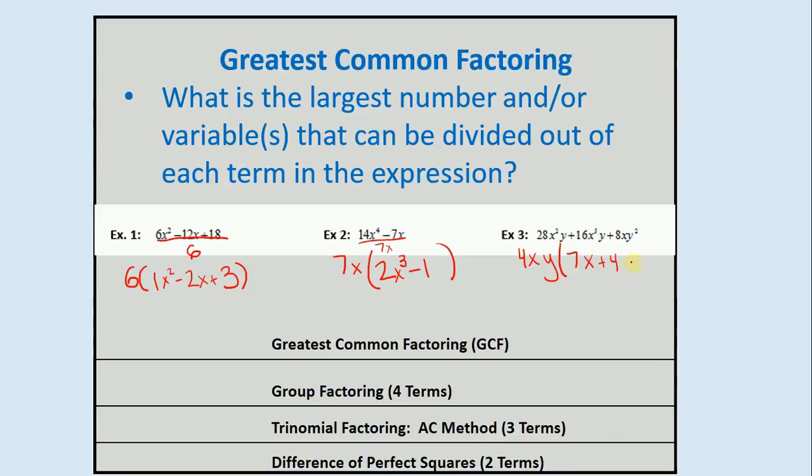5x's divided by 1x is 4x's left behind. No y's. 8 divided by 4 is 2. No x's left behind, but this time we do have a y left behind. Now, if I do this in my head, make sure I multiply this back in. We're all good. All multiplies back to give me my original expression.